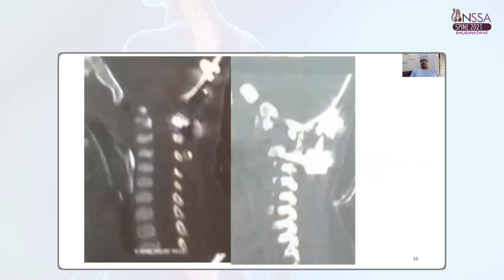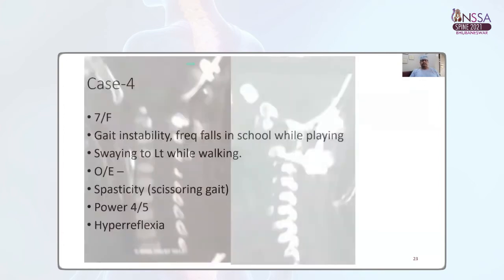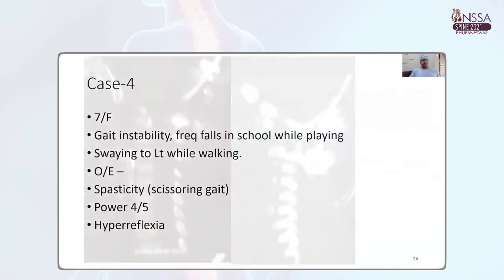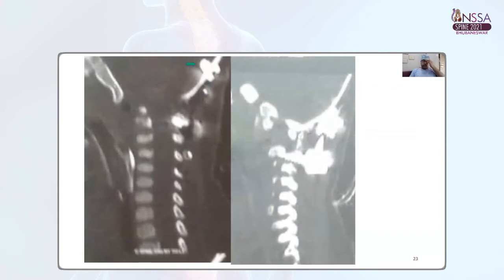So this is the post-op CT of this patient. The child recovered partially and is currently able to walk with support at 1.5 years of follow-up. Another important point that I want to show in this post-op CT is the occipital screw, which is prominent and kind of protruding into the posterior fossa.